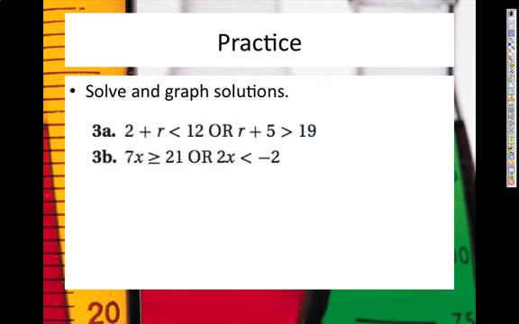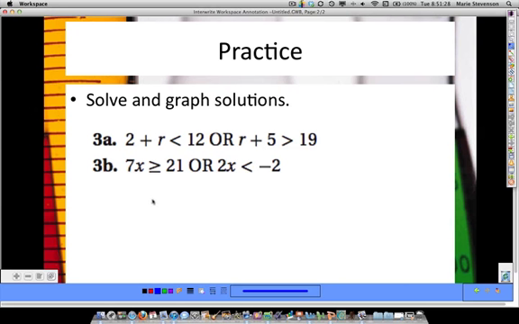Alright, now that you've had a chance, I'm going to go ahead and do them. Let's see how you did. So we'll start with the first one. I'm just going to rewrite it down here because of how they got stacked. So this is basically a single step inequality.